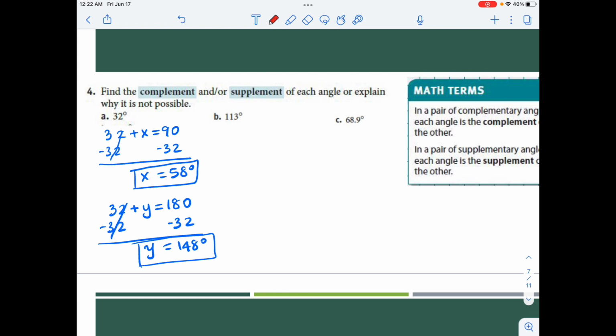Okay, so we will say 113 plus x. Oh, we said y for the supplement. So 113 plus y must be 180. Subtract 113 from both sides, and y will be 67 degrees. So the supplement of 113 degrees is 67 degrees. Okay, now let's move on to the next one.